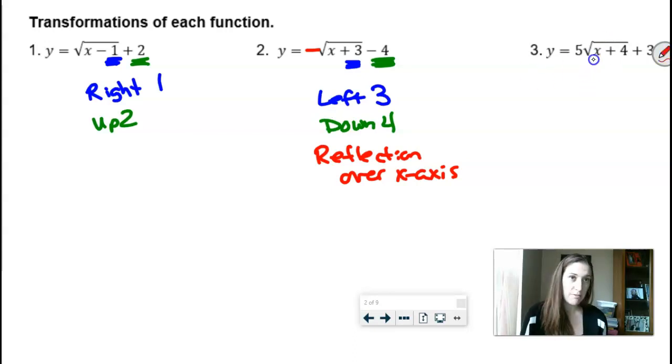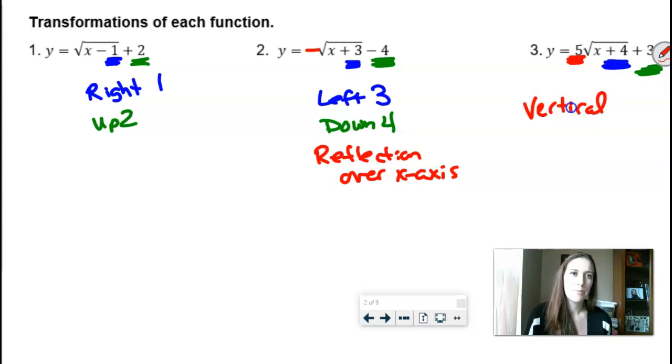So this next question, same idea. We've got 3 things to think about. We've got this 5 in front. And then we have the square root of x plus 4. And then we have a plus 3 over here. So this time I'll talk about the vertical stretch. Vertical stretch of 5 first. And it's a stretch this time because it's greater than 1.